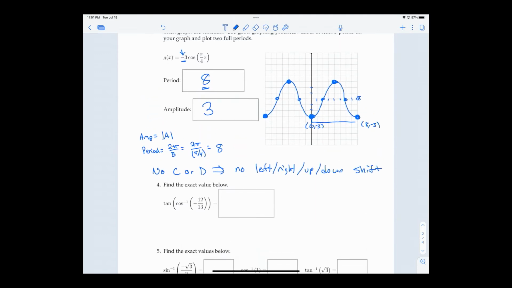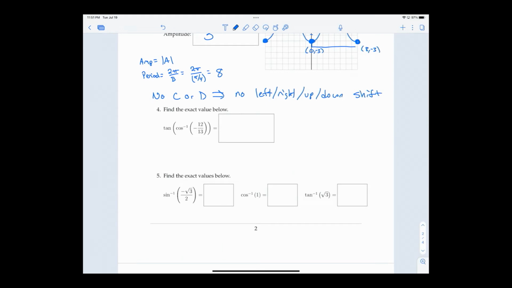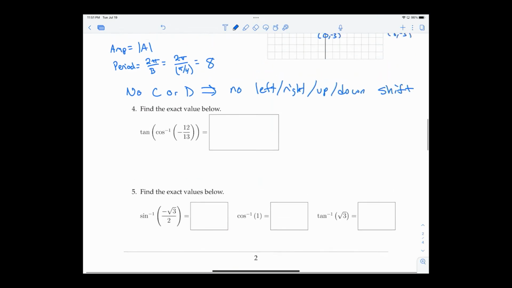So we did 3 of those. You would just have to match it up with a picture given 3 or so pictures. All right, find the exact value shown below. So these are a little bit tedious, to be honest. This one is in particular.